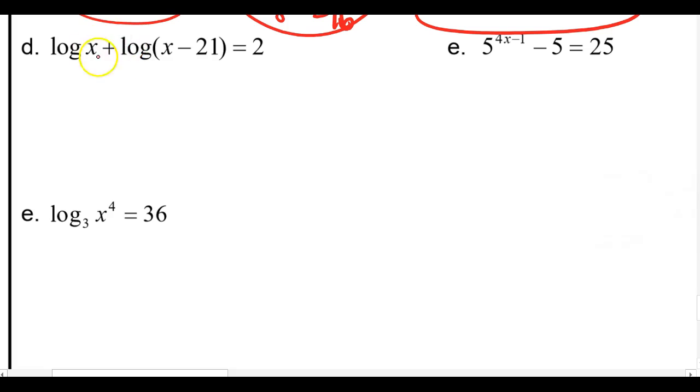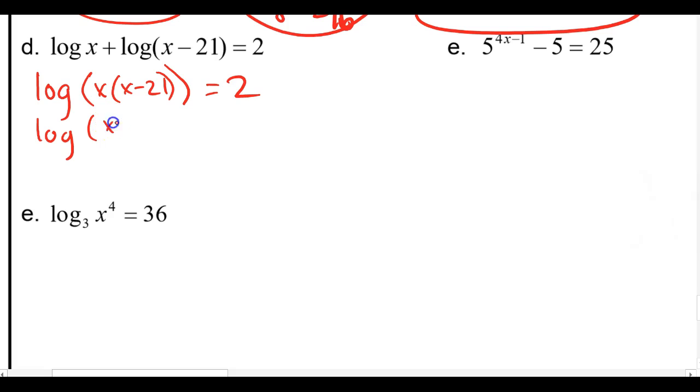Now here we have logs on the left, but on the other side we do not. So let's go ahead and combine this left side, because we do have a plus between the two logs, and they have the same base. They're both 10. So if it's a plus, remember that is going to be the product property, so we can multiply the x times x minus 21. And then this is going to become x times x, if we distribute it, x squared, and then x times negative 21 is minus 21x equals 2.